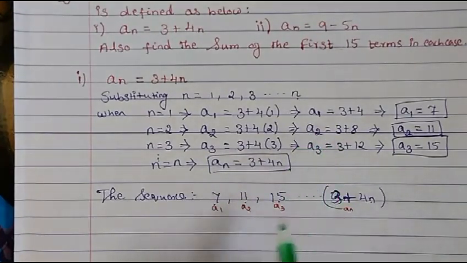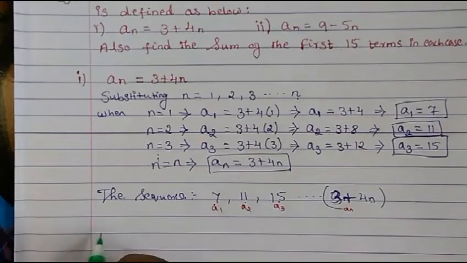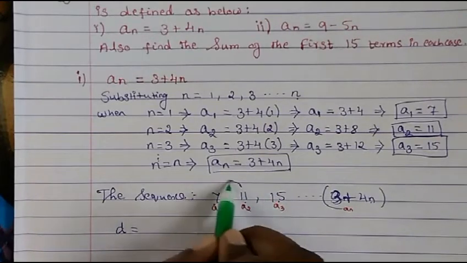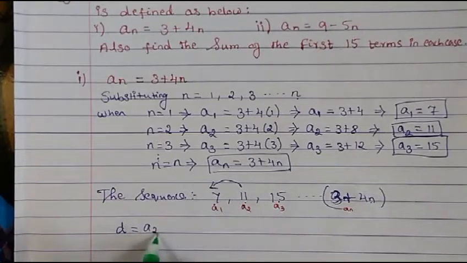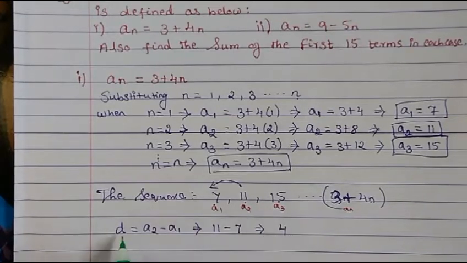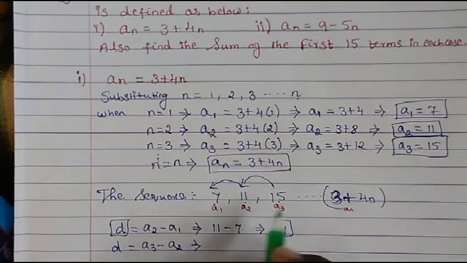To check whether it is an AP or not, we have to find the d value. From any two terms you can take: a2 minus a1 will give us 11 minus 7, which is 4. So the d value here is 4. In the same way, let's check the next pair: a3 minus a2 is 15 minus 11, which gives us again 4. So here also 4, here also 4. That means the common difference is the same, so it is an AP.